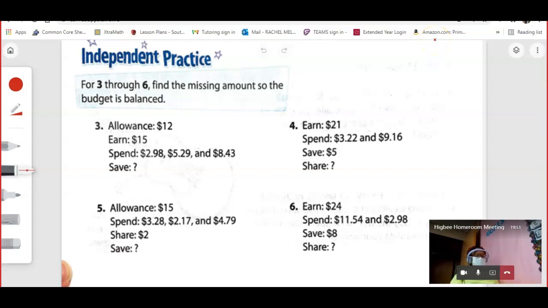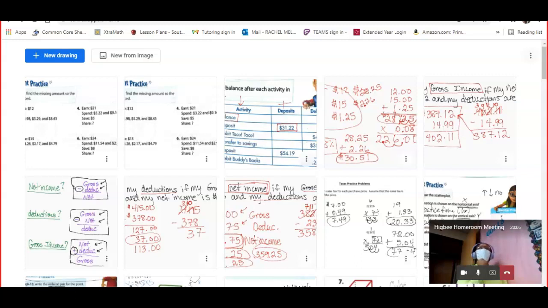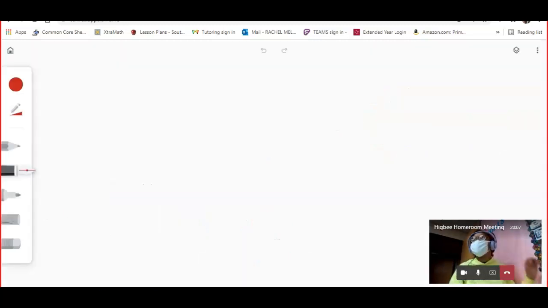Paper and then also your calculator. Okay. So let's do number 3 first. Okay. So let me do this. Let me go back and I want to remind you of the steps.